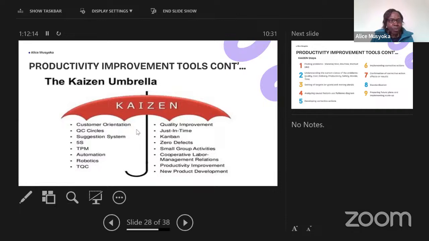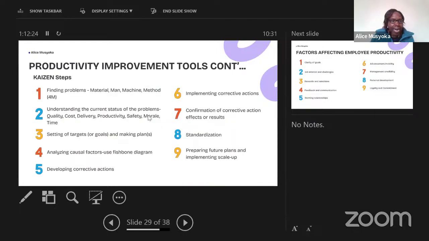And from there, we move to Kaizen. Kaizen is a Japanese concept, which means continual improvement. And the steps under Kaizen: we have step number 1, where we find out the problems. What are the problems in materials, in man, in machine, in method? That is the 4 M's. We try to establish or to identify the problems.